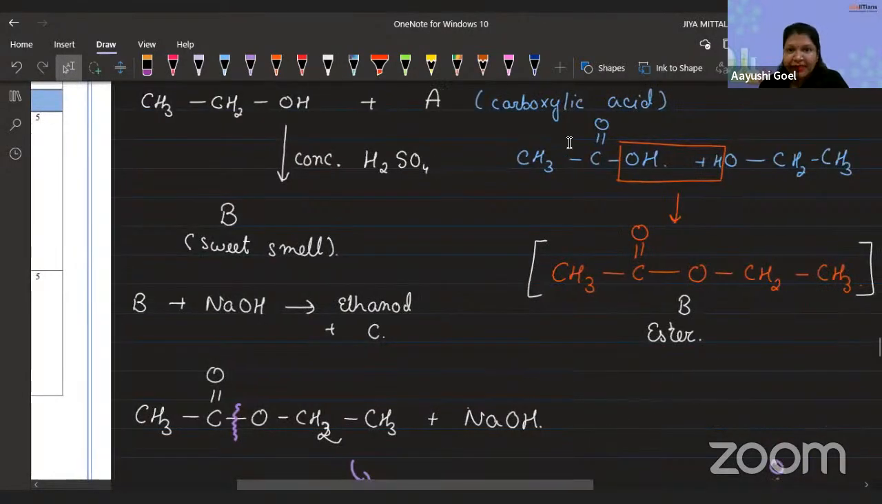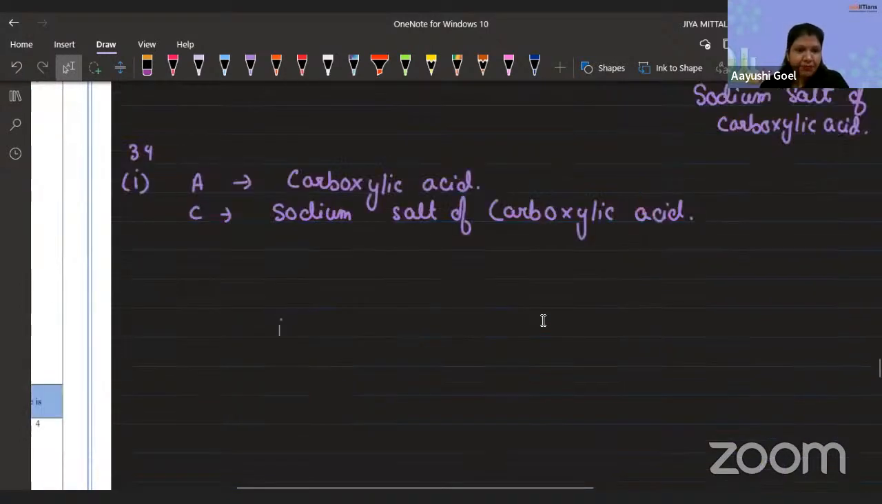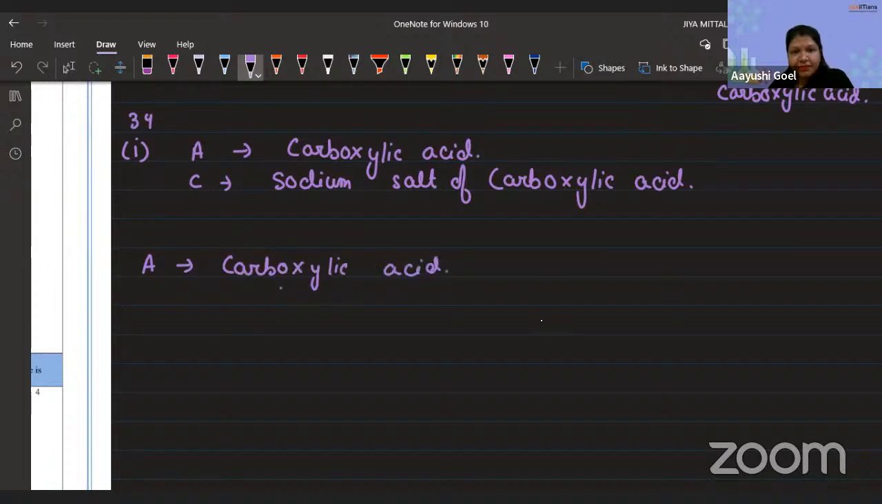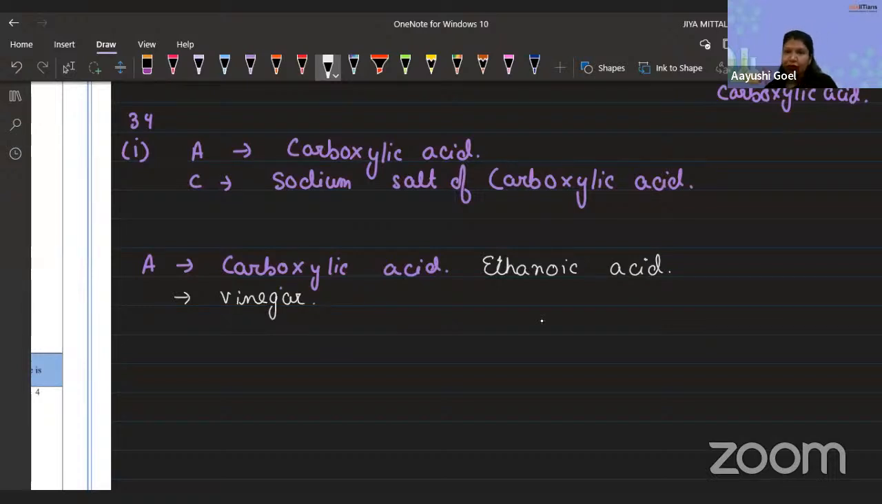So A is basically your carboxylic acid, that is ethanoic acid, and B is basically your sweet smell ester. So A is carboxylic acid, that is ethanoic acid. And the use is vinegar. The ethanoic acid is present in vinegar, which we normally use at home for preparing food.